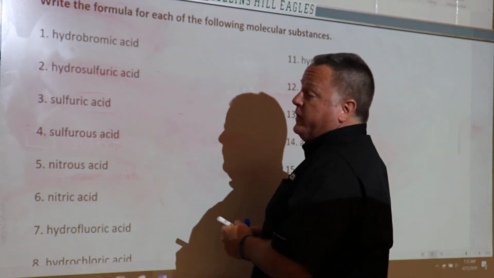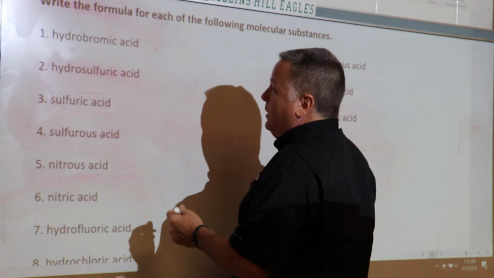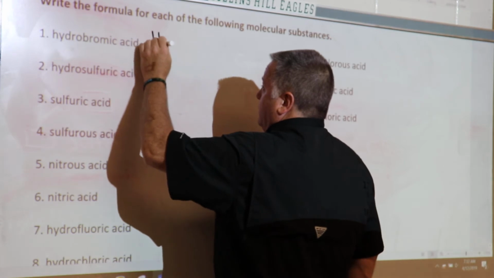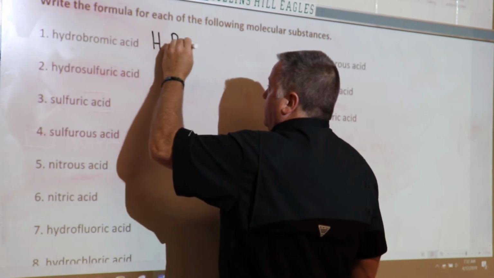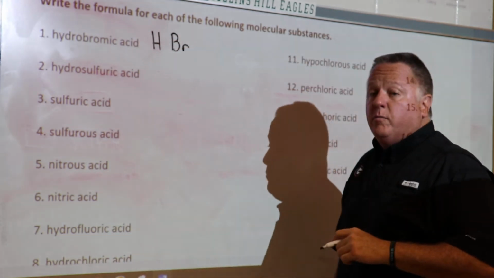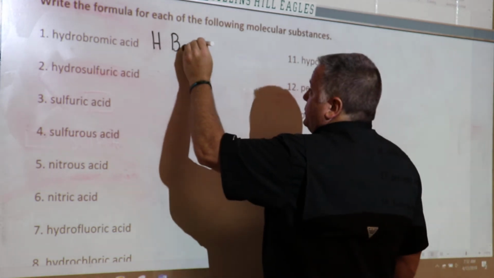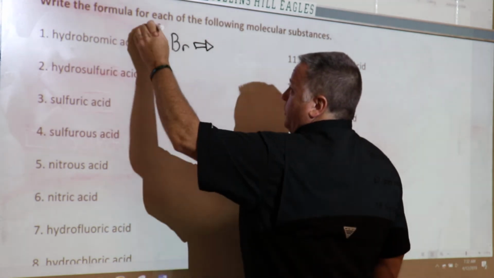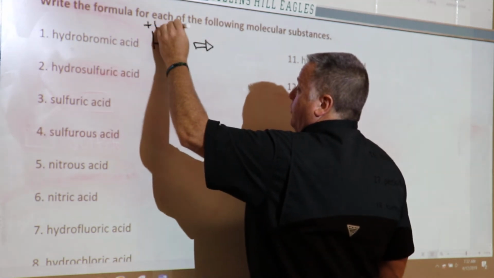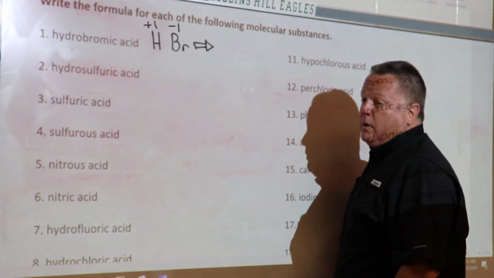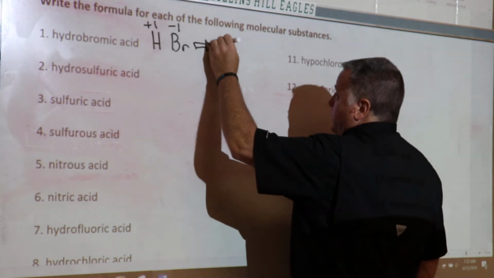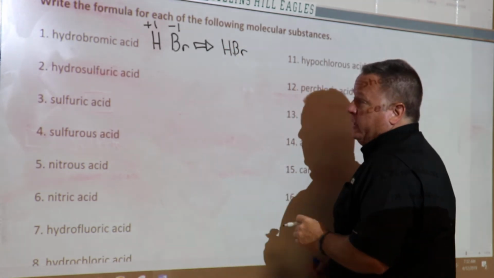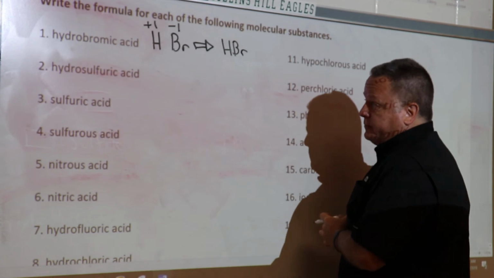So since it starts with the prefix hydro, you know it's going to be a binary acid. So it's going to be hydrogen and only one other element. So we know it's going to be hydrogen, and we know it's going to be one other element, which bromic comes from bromine, but we need to make sure that the charge is balanced, just like we did in an ionic compound. So if you remember, hydrogen is a +1, and bromine, since it's in group 17, is a -1. So that one would just be a ratio of 1 to 1. So hydrobromic acid is going to be HBr.